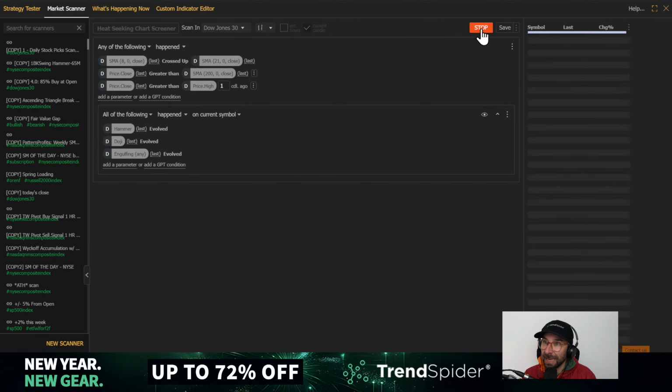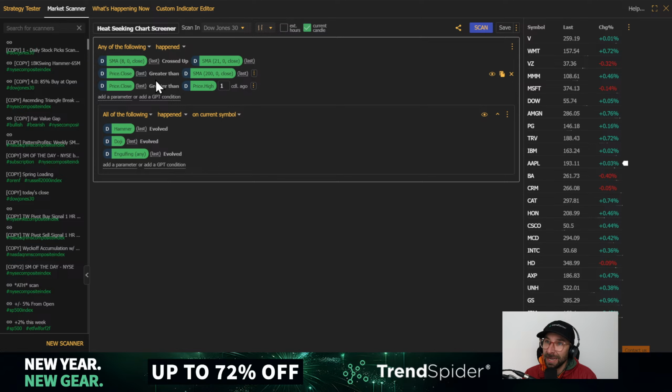Now, if I run this scan, we're probably going to get quite a few names because they're all probably meeting this above the 200 period SMA. All 30, I would imagine, are meeting that criteria. So we get a bunch of results, right? Hopefully that makes sense for everybody. The next thing about this, I'm going to switch this back to any of the following. So then this makes good sense why we would utilize any of the following here, right?